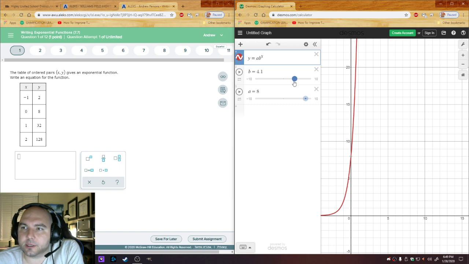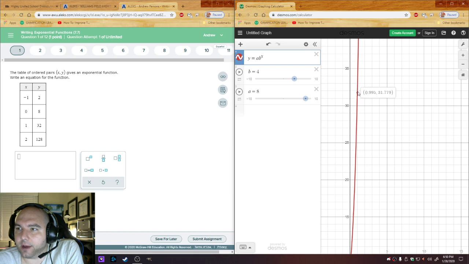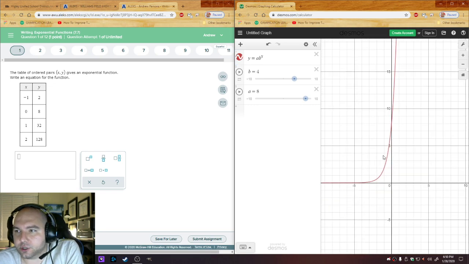oh geez, come on, slider. There we go. It should follow the rules now. 0, 8 is still 0, 8. 1, 32 now exists as I want it to, and I could even check the other stuff, but I'm telling you right now it's going to be true. I could show you -1, 2 is on the thing, because it follows the following two rules.